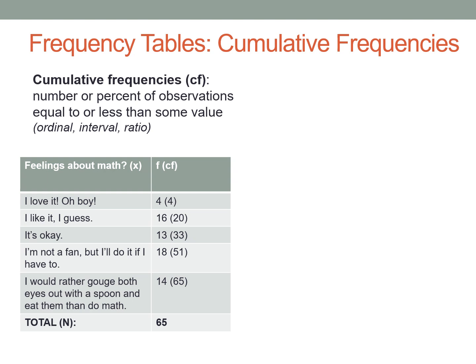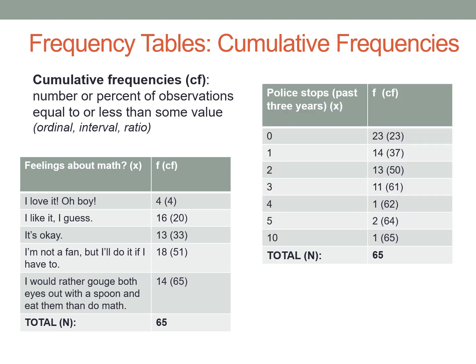Where cumulative frequencies really come into their own, though, tends to be for these numerical variables, where we might want to know something like how many students have been stopped by the police 2 or fewer times in the past 3 years. And with a quick glance at the table, we can see that out of the 65 people who answered the question, 50 people had been stopped 2 times or fewer in the past 3 years. And we could use any of those cumulative frequencies to answer that question for different numbers. So how many students had 3 or fewer police stops in the past few years? Easy to see that was 61 out of the 65 students.